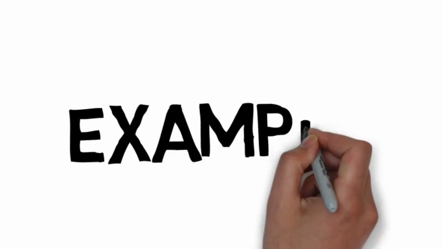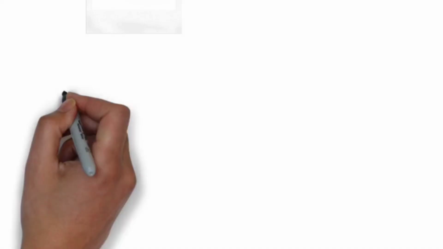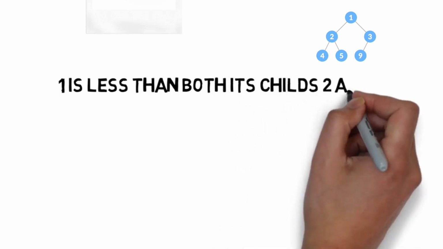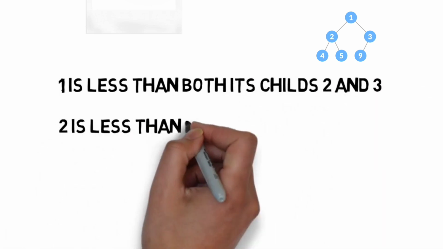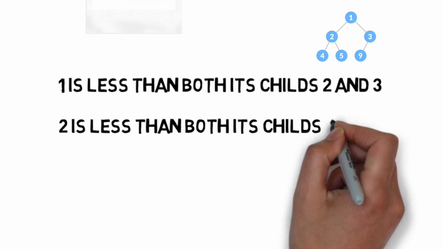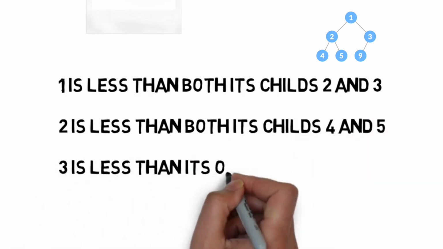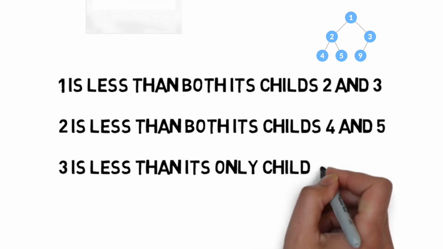Let's go through an example. From this example, we can see that 1, 2 and 3 are the root nodes. It satisfies the min heap property because 1 is less than its children 2 and 3, 2 is less than its children 4 and 5, and also 3 is less than its child 9.